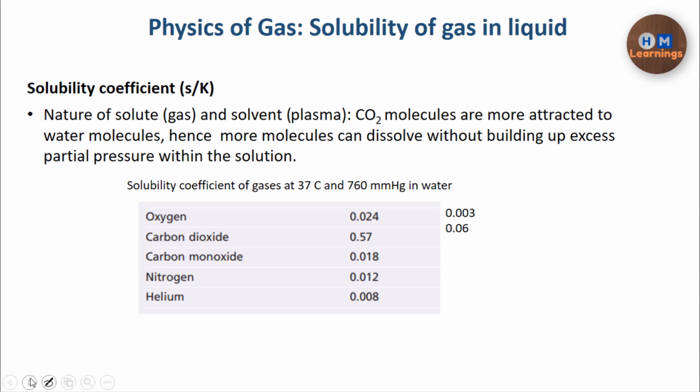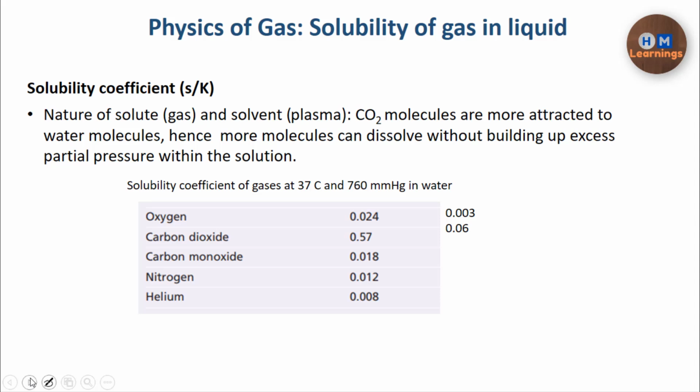In all these cases you see that the solvent is the same. The solvent is the arterial plasma, which consists of water. That means the only thing bringing the difference in the solubility coefficient is the solute, that is, the particular gas. The way oxygen interacts with water and the way carbon dioxide interacts with water is different. If some gas molecules are more attracted by water, that means the water can hold more molecules of that particular gas.